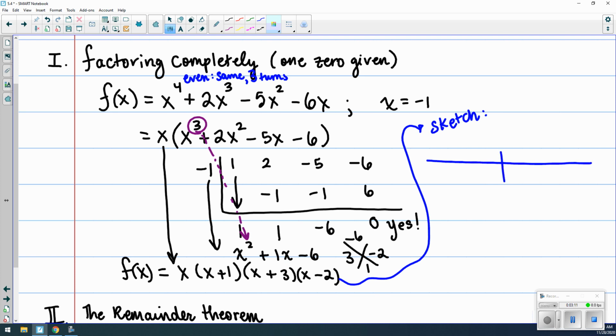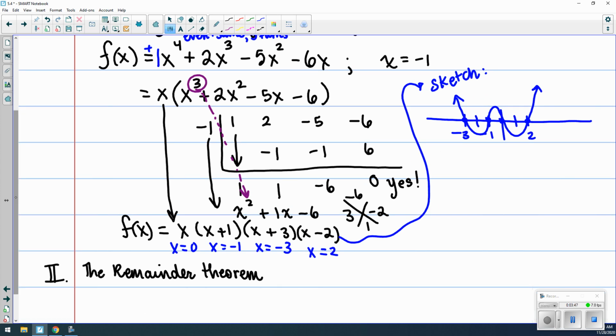I have a 0 at 0. I have a 0 at -1. So this is x equals 0, x equals -1, x equals -3. I had a 0 here and here. I also have a 0 at x equals 2. So that's going to be right about here. Okay, can I make 3 turns with the same end behavior heading upward because I began with a +1 as a leading coefficient? I sure can. So that's a pretty decent looking graph. Now, synthetic division made that whole process so much easier, and our on-fleek factoring skills.